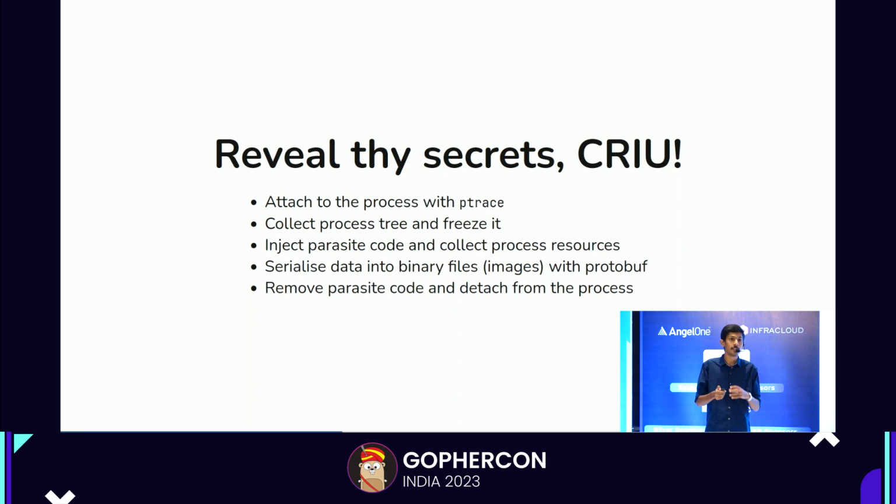And then you just remove this parasite code from that process and detach yourself from it. So in a completely isolated and completely sanitary way, CRIU goes in, checkpoints a process and its entire process tree, and then comes out of it. And it does not affect the state of anything else that was associated in that particular namespace or in that particular cgroup.